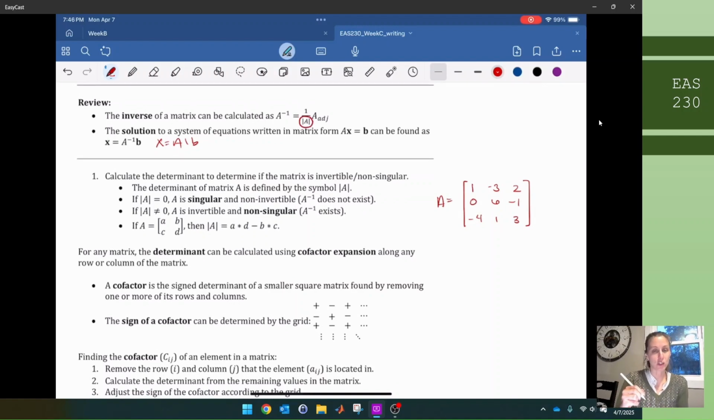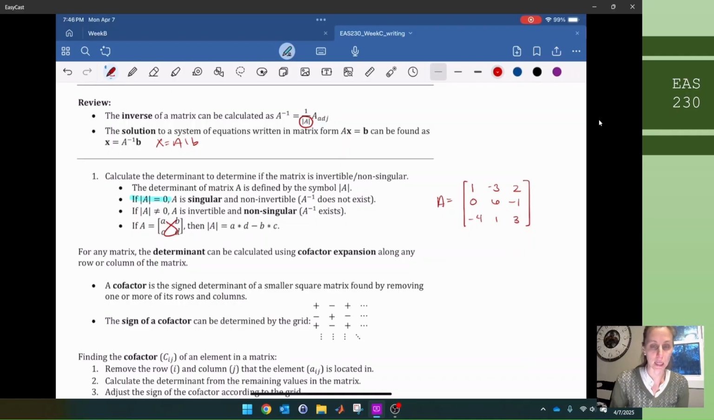And remember, if that determinant equals 0, then our math blows up. 1 over 0 is infinity. And our matrix is singular and non-invertible. So remember this concept. But it makes sense mathematically. If the determinant isn't 0, then there's no problems. We can move on. So for a 2 by 2, our determinant is that fish, A times D minus B times C.